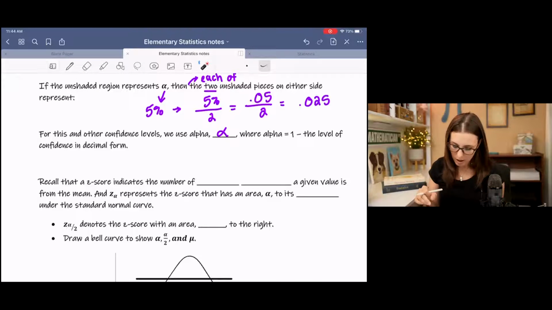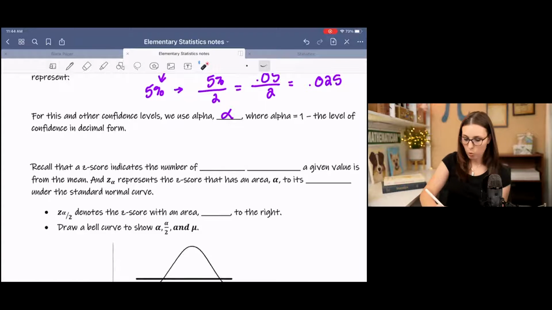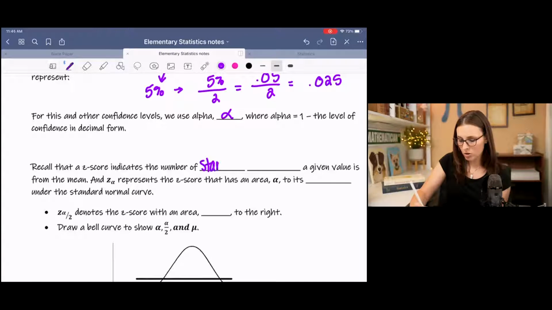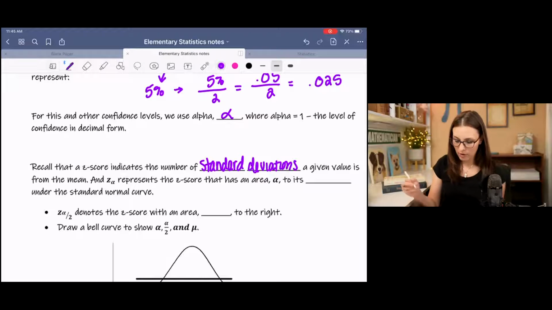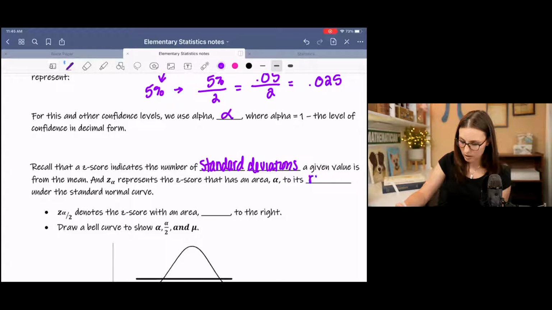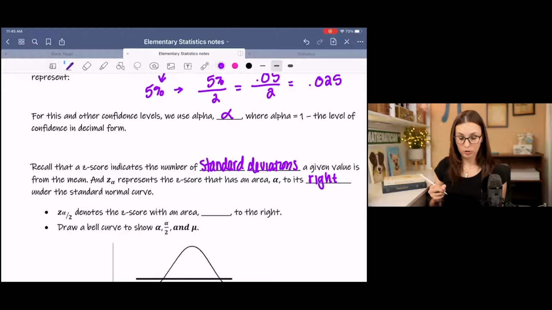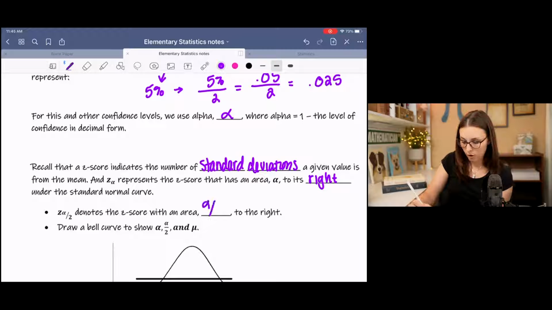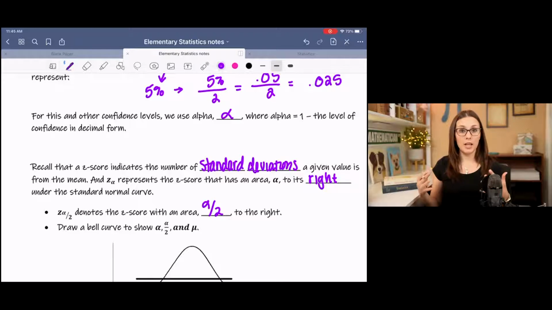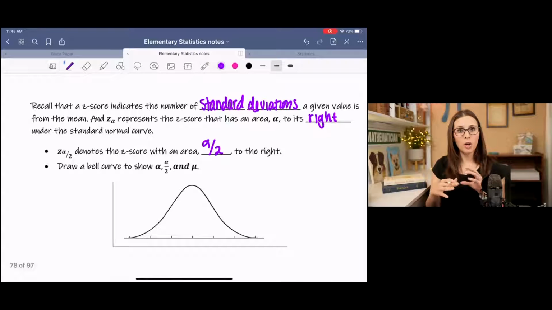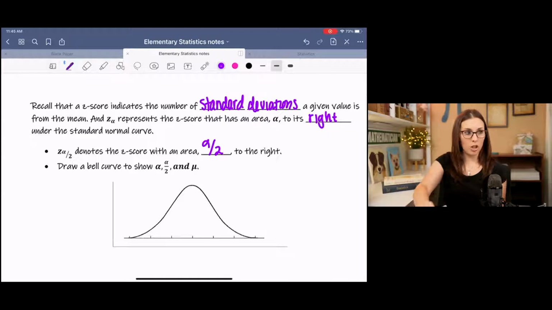Recall that a Z-score indicates the number of what? Standard deviations a given value is from the mean. And Z sub alpha represents the Z-score that has an area alpha to its right under the standard normal curve, which means that Z sub alpha over 2 is the Z-score with an area of alpha over 2 to the right. Draw a bell curve to show all of these things. So if you can, pause the video, draw this out on your paper, and come back and check it.